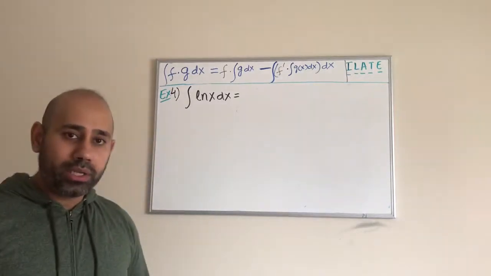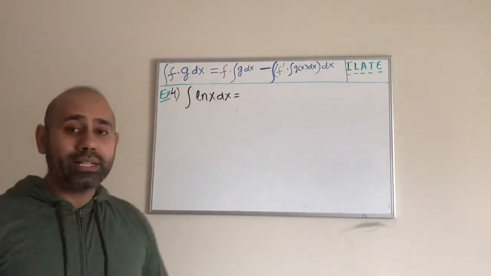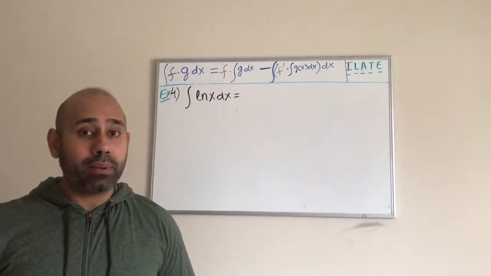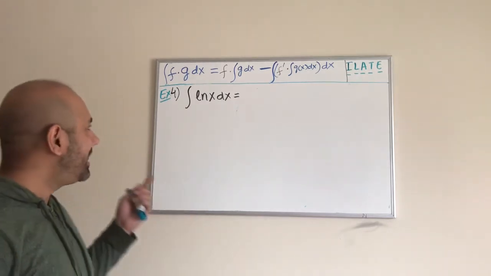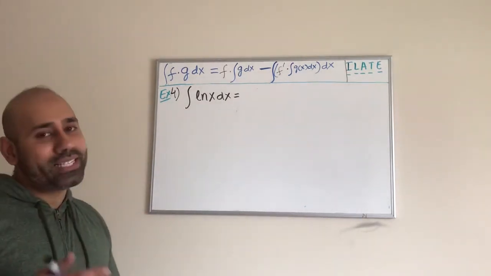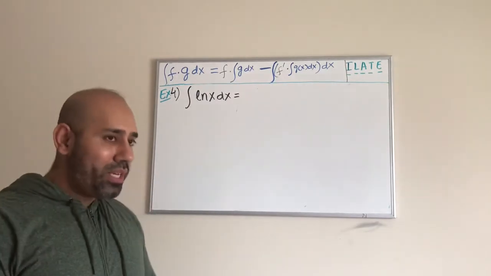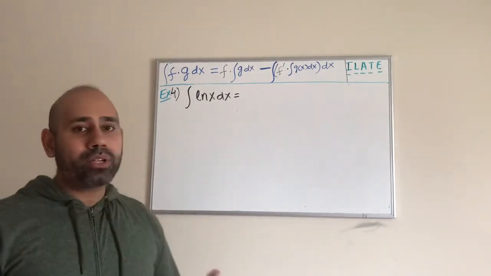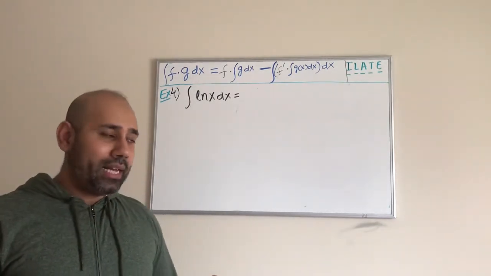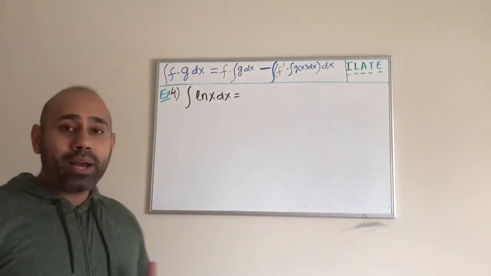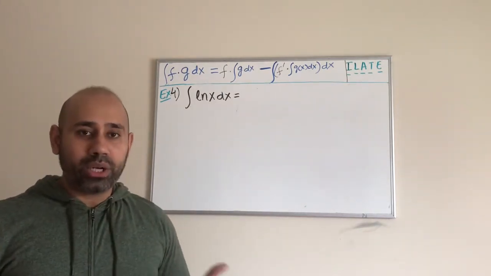Example 4 on evaluating integrals where we use the integration by parts formula. Okay, so guys, this one is a simple one, but it's still a little tricky. In this case we don't see a product of two functions, but there's no other way of actually evaluating this integral. There's no shortcut way.